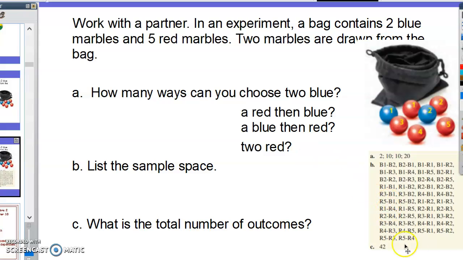Now, what are the total different number of outcomes that are possible? If you add all of these up, there are 42 different possible outcomes. So that is it for 10.1. That's a longer section because it does give a pretty big introduction.